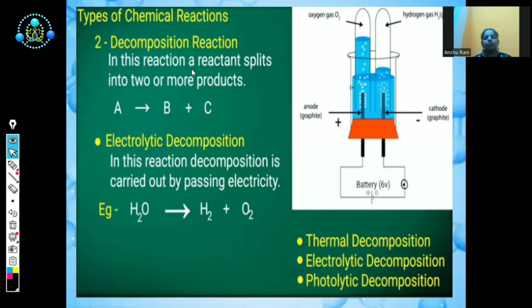Here you are having example of electrolytic decomposition. We are taking water. Water, when electric spark is passed through it, is breaking down to hydrogen and oxygen, 2H2 plus O2 will form. In this process, we are taking water in a container, then we are having 2 electrodes. We are adding 2 to 3 drops of acid in it, and you will see that on anode, oxygen gas, on cathode, hydrogen gas will start coming up.